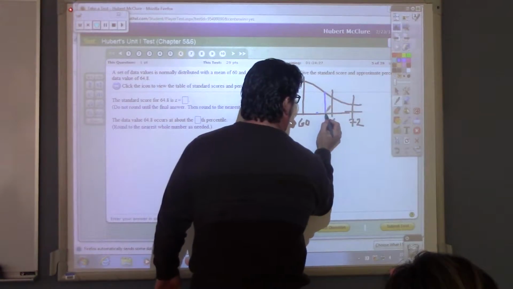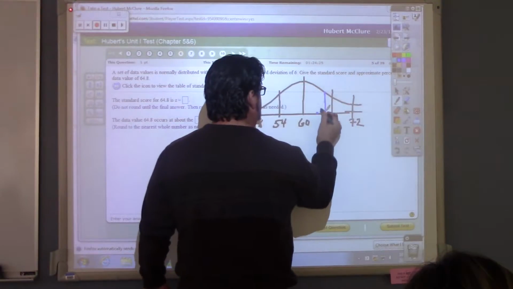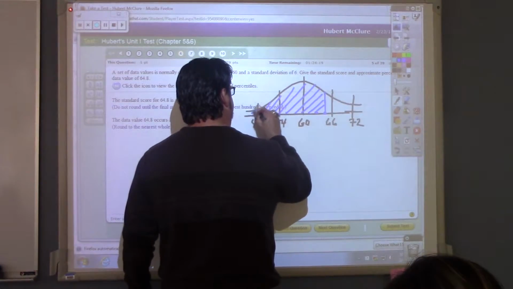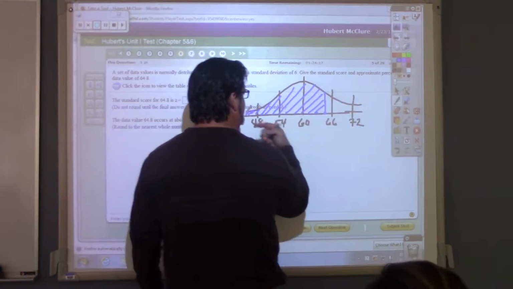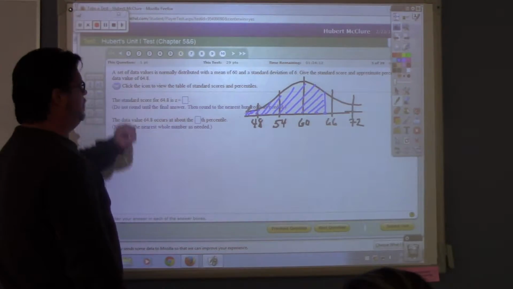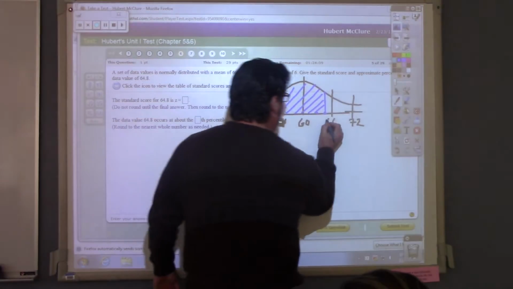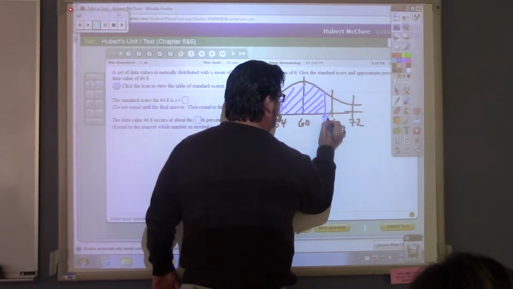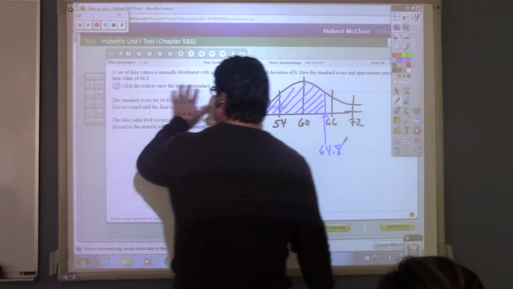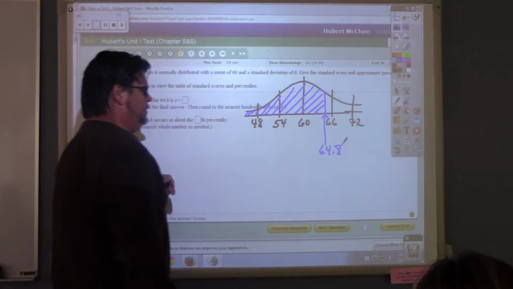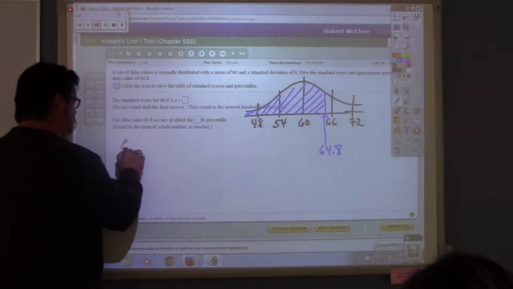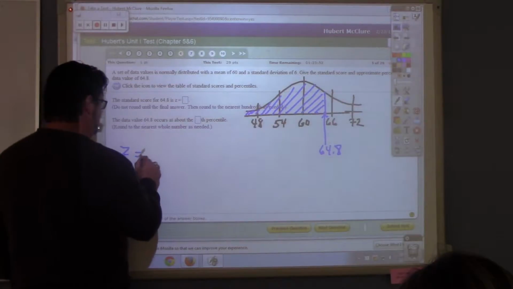They want to know what the percentage is. Now, I don't know if it says right or left. I guess since it's not specifying right, it's assuming the left-hand side. An approximate percentage for a data value of 64.8. So here's our 64.8. But our data values right here in the table do not reference 64.8, so we need to change it into a what? A z-score.